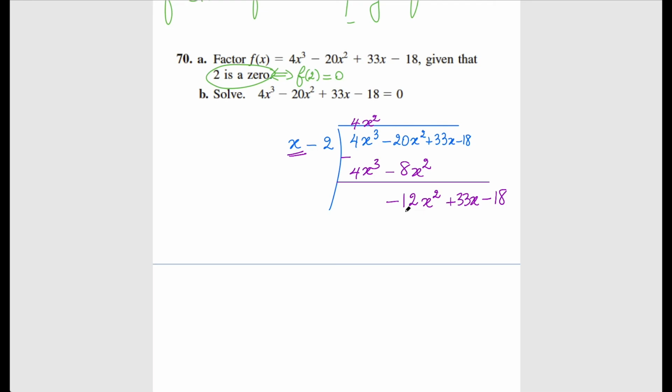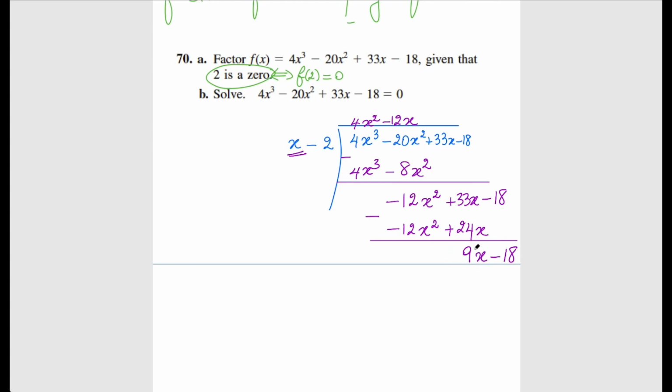x times what is negative 12x squared? Well, negative 12x does the job. Negative 12x times x is negative 12x squared. And negative 12x times negative 2, that's plus 24x. Okay, now we subtract. What do we obtain? This minus itself is 0. 33x minus 24x, how much is that? 33 minus 24, that's 9x minus 18. Correct? All right, one more step.